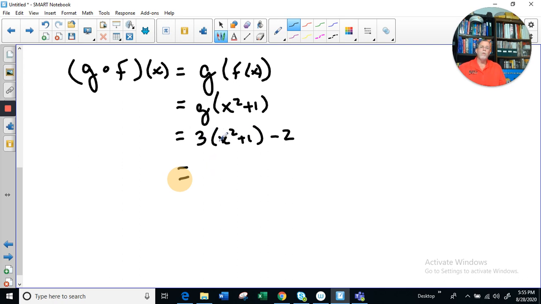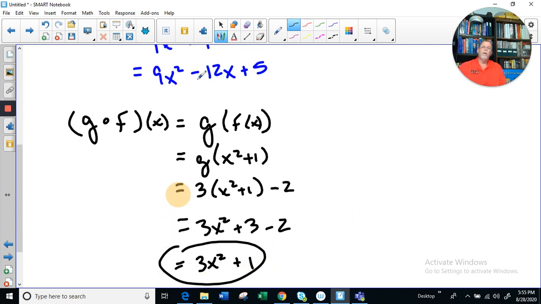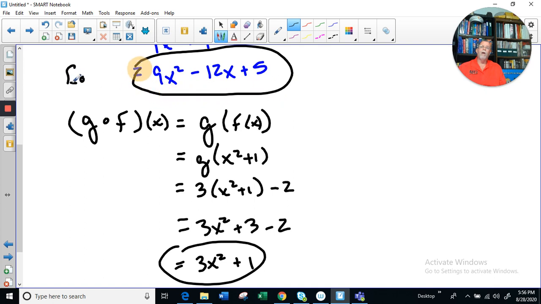So now we distribute this: 3x squared, and 3 times 1 is a positive 3. Still have the minus 2, and that simplifies to 3x squared plus 1. So you look at this result and compare it to the result up here, you see we've got 2 different expressions. One is f of g of x. This is g of f of x. They give you different numbers. So the order is important, and it's important you're able to read which one do I do first. If you're looking at it this way, you do the one inside first.